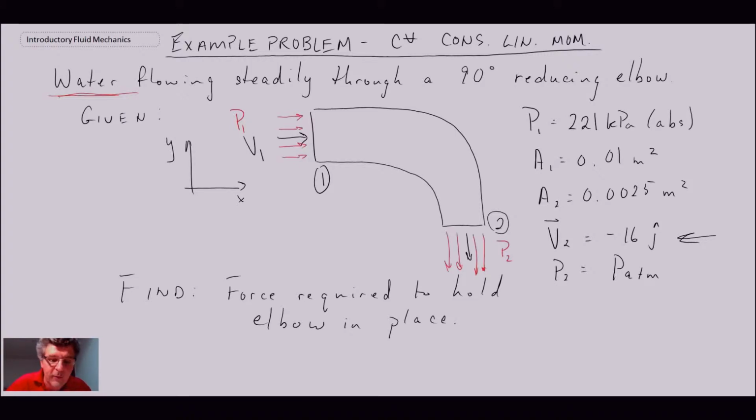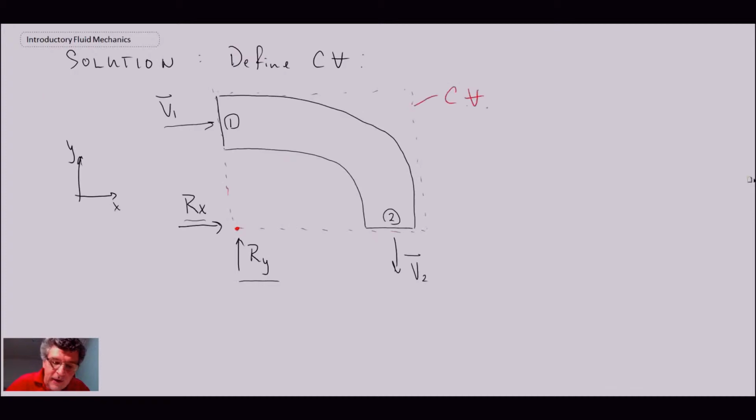Now that we're equipped with V1, we can go ahead and apply the conservation of linear momentum, the control volume formulation of it, to this elbow. Looking at our free body diagram, what we're after is the reaction forces. We want Rx and Ry. We'll start with the X component and then move to the Y component of the conservation of linear momentum.